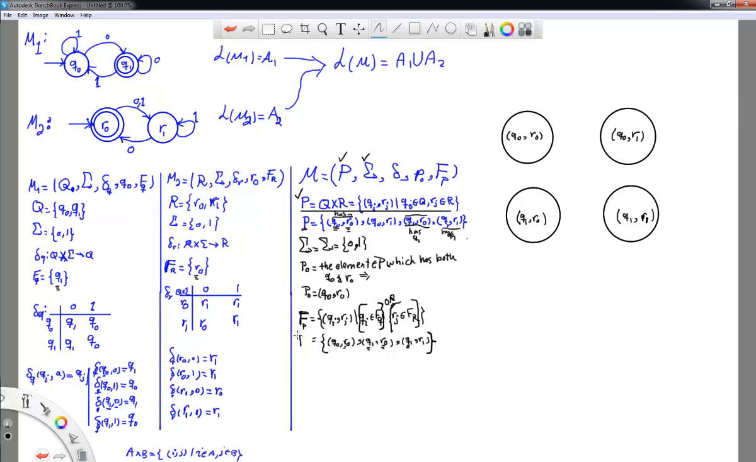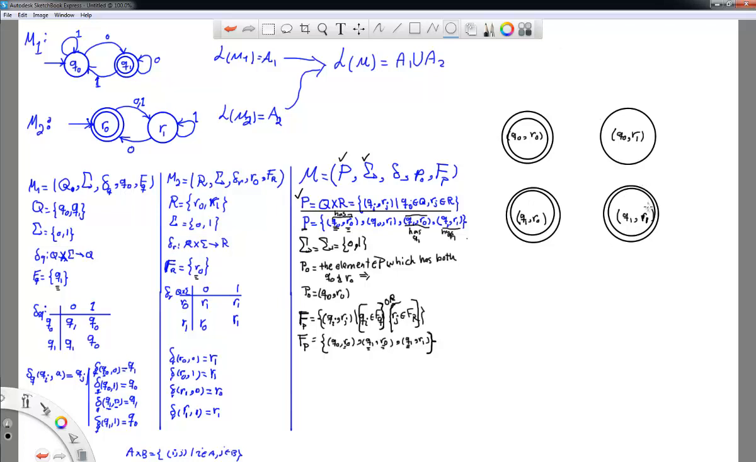So this will be the F sub P. As a result, this is going to be an accept state, so we need to make it a double circle. Then (Q sub 1, R sub 0) is an accept state, so this is going to be a double circle. And then (Q sub 1, R sub 1) is also an accept state, so this is going to be a double circle as well.